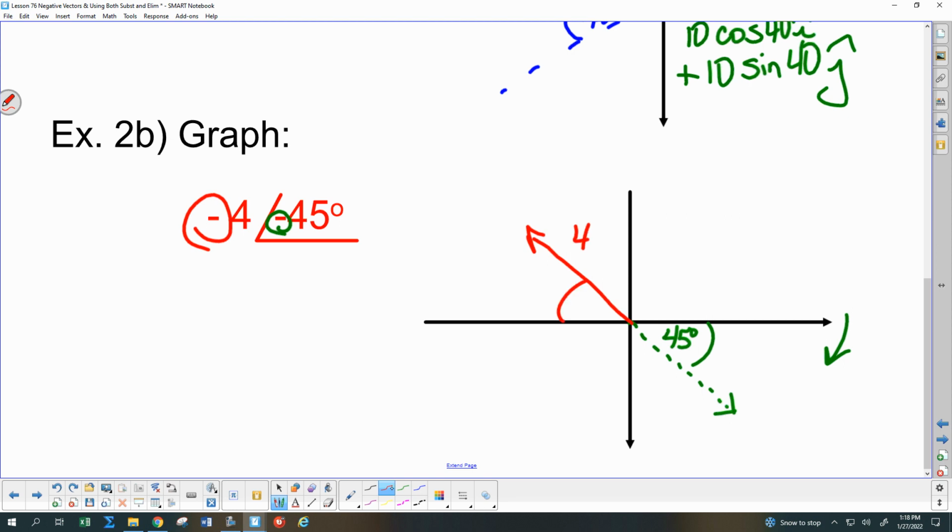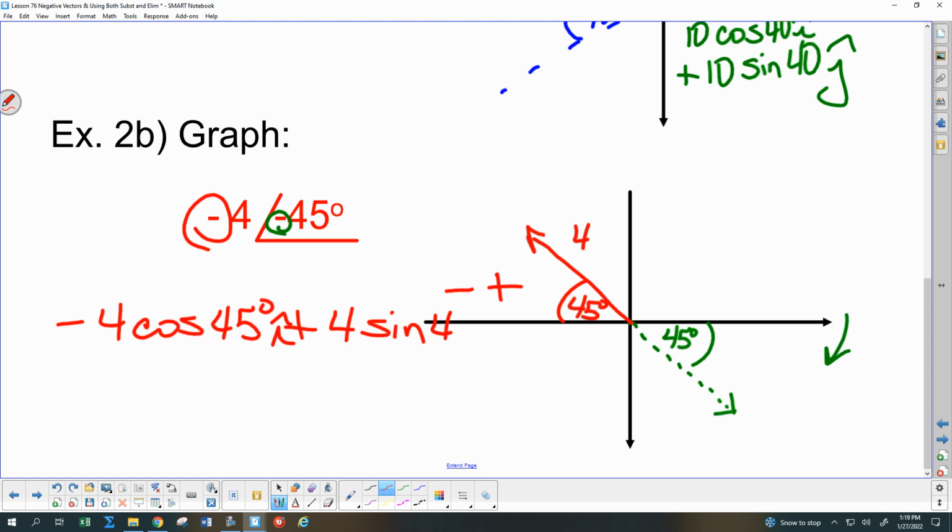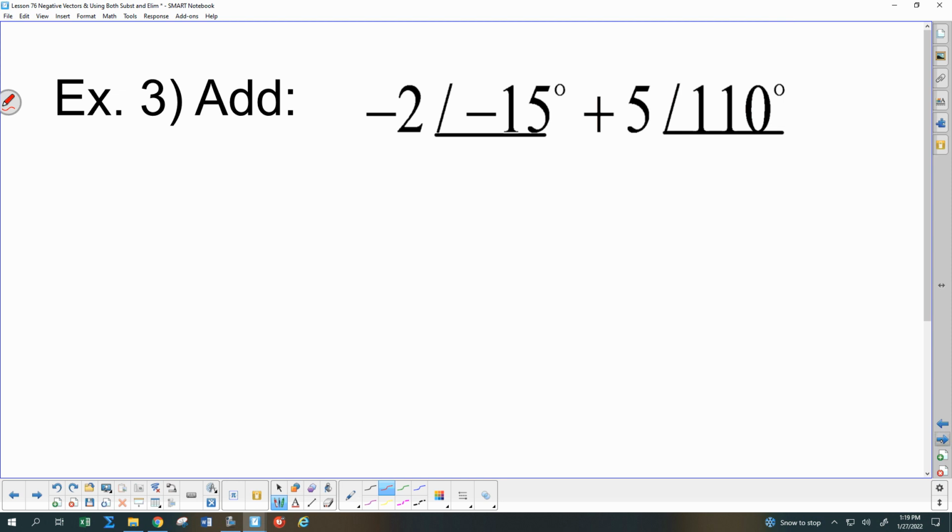And how big would that angle be? Riley? It would also be 45 because of being a vertical angle. This quadrant, left is negative, up is positive. So then if I needed that for a vector addition, it would be negative 4 cosine 45 for the i hat and plus 4 sine 45 for the j hat. So far so good from everybody? Give me thumbs up, thumbs down. Any questions? Okay, let's try one last example for today where we're going to add.